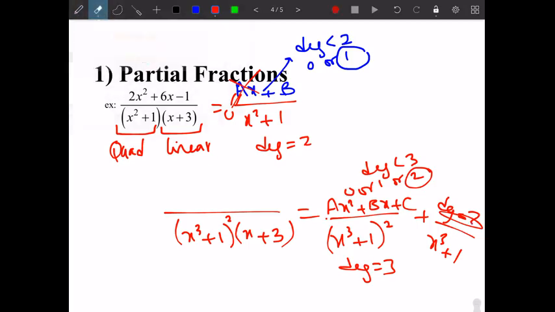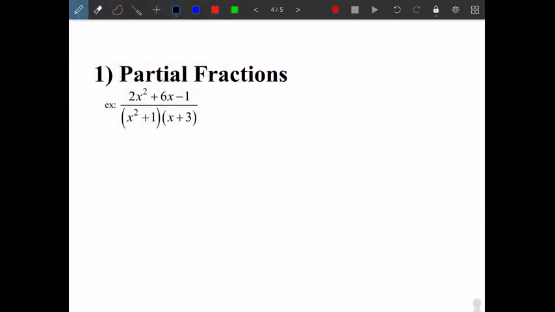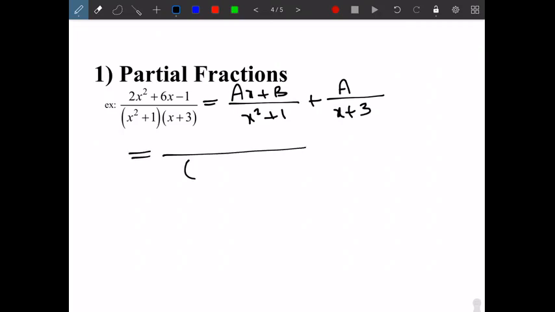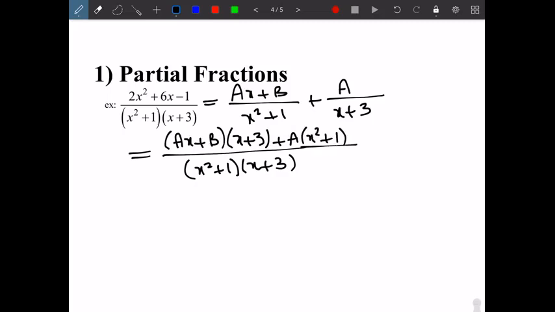So now let's just work on solving this exercise. So over here we have, as agreed, let's just call it ax plus b over x squared plus 1 added to a constant divided by x plus 3. So reducing to the same denominator would lead to (x squared plus 1) into (x plus 3) at the denominator, and at the numerator we'd have (ax plus b) into (x plus 3) plus a into (x squared plus 1).